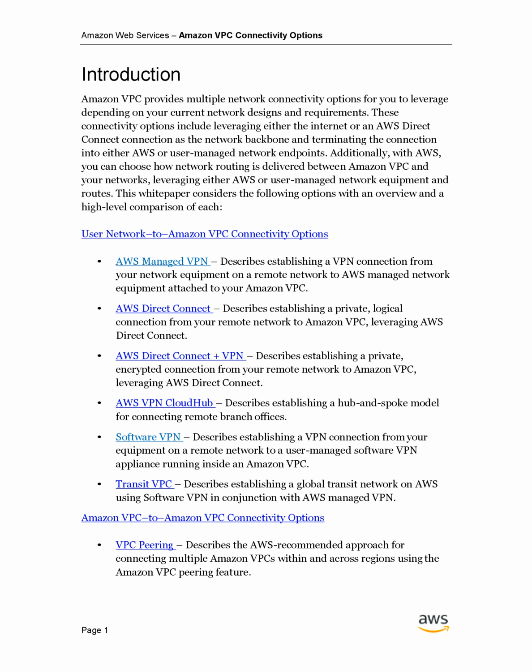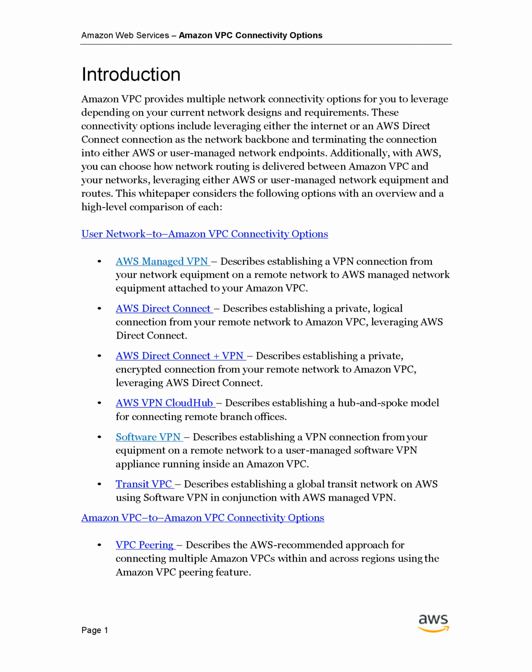User network to Amazon VPC connectivity options. AWS Managed VPN describes establishing a VPN connection from your network equipment on a remote network to AWS managed network equipment attached to your Amazon VPC. AWS Direct Connect describes establishing a private, logical connection from your remote network to Amazon VPC, leveraging AWS Direct Connect. AWS Direct Connect plus VPN describes establishing a private, encrypted connection from your remote network to Amazon VPC, leveraging AWS Direct Connect. AWS VPN CloudHub describes establishing a hub and spoke model for connecting remote branch offices.